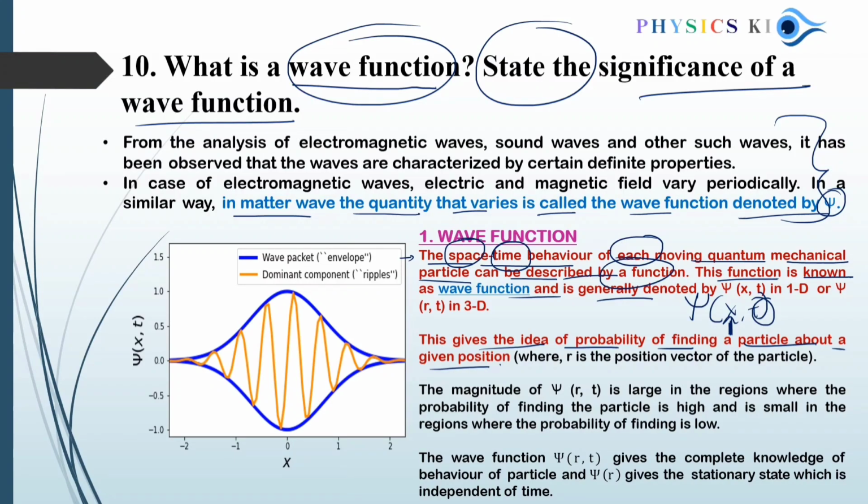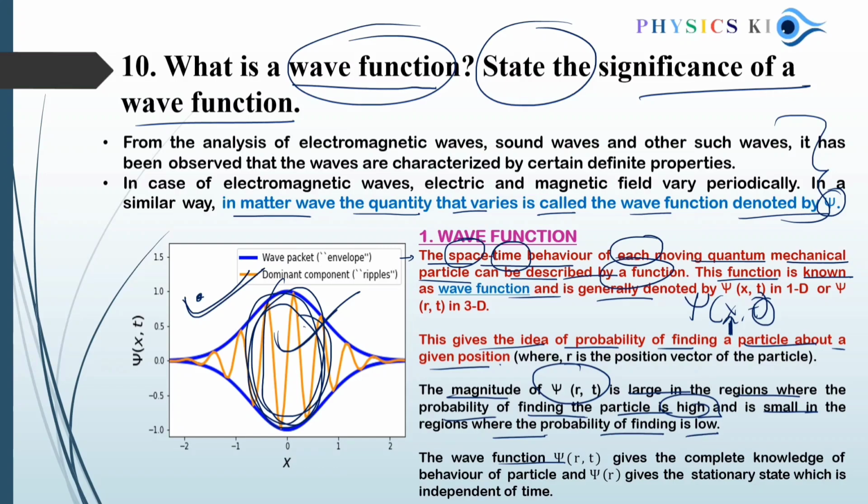How? Suppose this is the wave function. The figure is always very important. Whenever the magnitude of this function is large, that is the region where the probability of finding the particle is high. And when the magnitude is small, the probability is less. Comparable to here, the probability of finding the particle is very low. Got the idea? So psi of r, t gives the complete knowledge of the behavior of the particle.